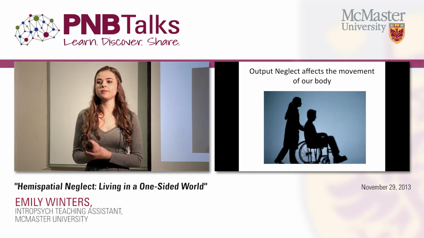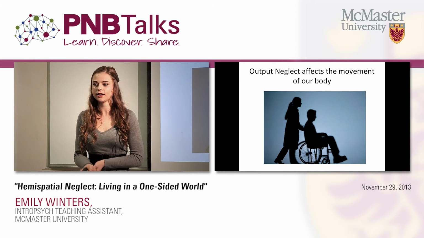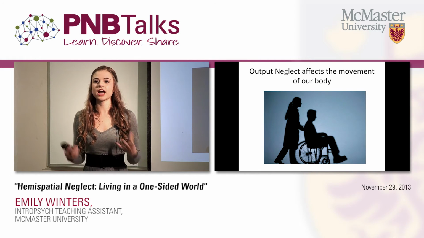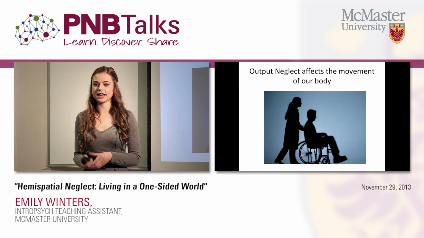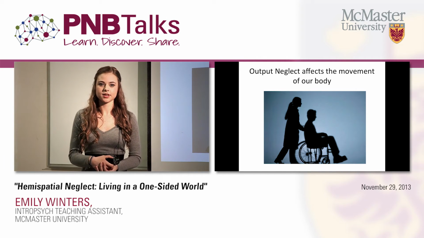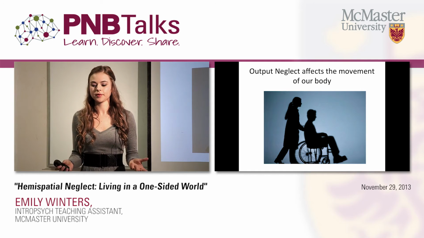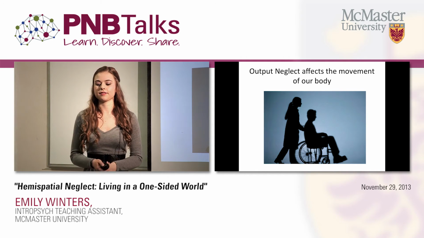When patients who have hemispatial neglect look in the mirror, the limbs that they're seeing are not their actual limbs. They're their brain's projection of what should actually be there. So this means that there's a disconnect between the brain and the limbs, so that they're not actually able to move them and use them in their everyday lives.